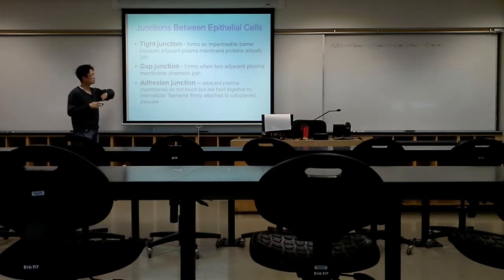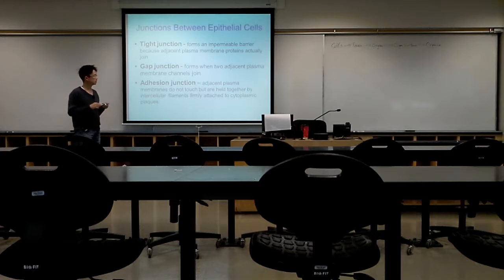First one is called tight junction. Tight junction is an impermeable barrier. Where can you find tight junction? You can find tight junction, for example, in your intestine, so that the food inside your gut cannot cross between the cells, the simple columnar cells. They have to be absorbed through the simple columnar cell in order to get into the bloodstream.